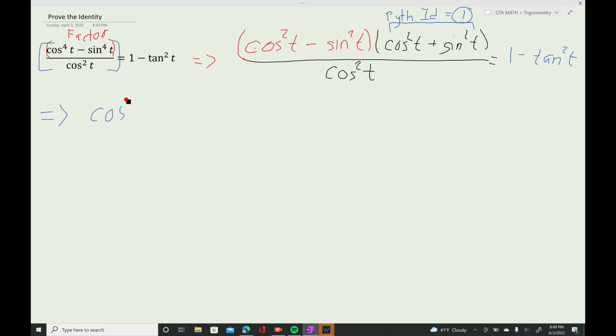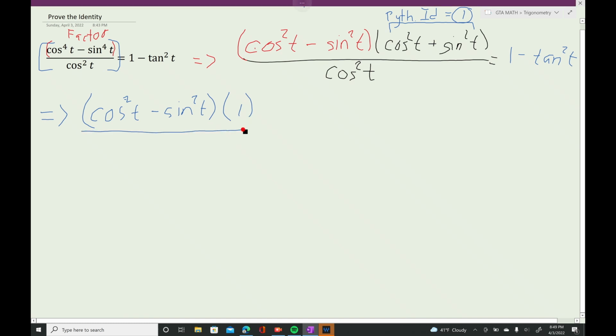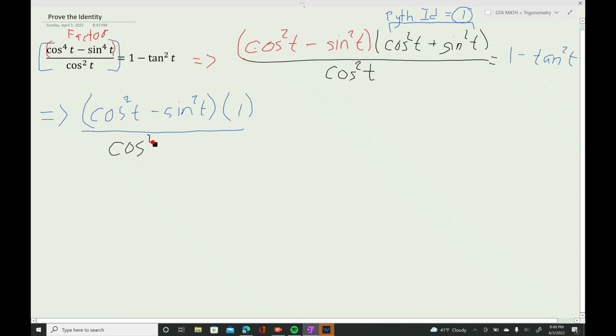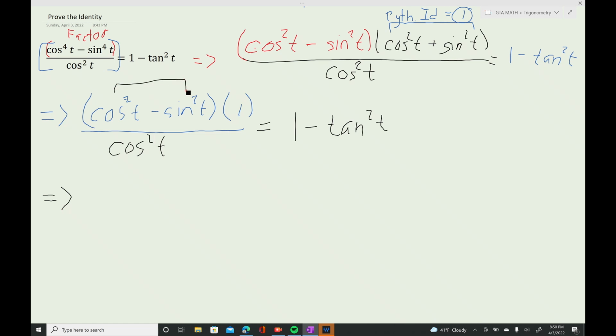cosine squared t minus sine squared t times 1 all over cosine squared t. And then we're going to keep the identity the same just because we're going to keep dragging it along so we can show how we're proving it. Then the next step, we're going to split this fraction.